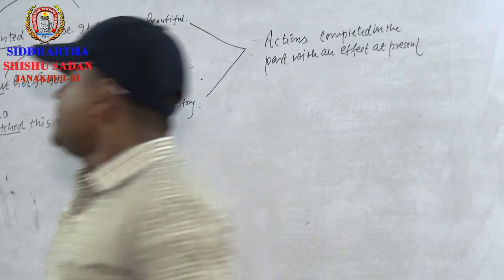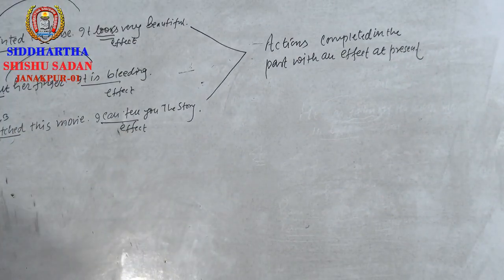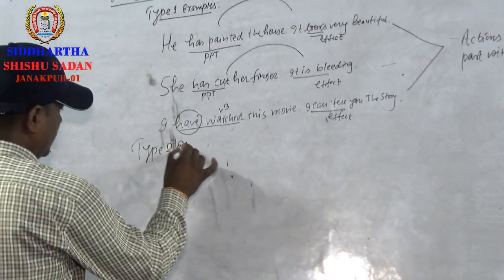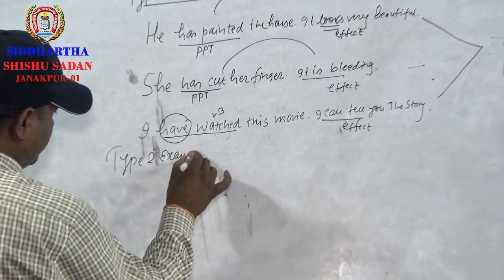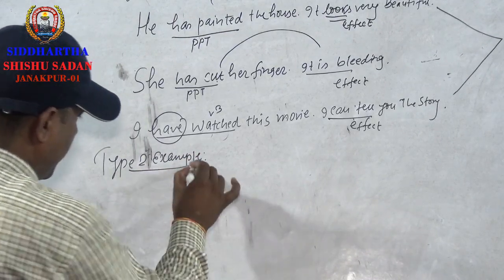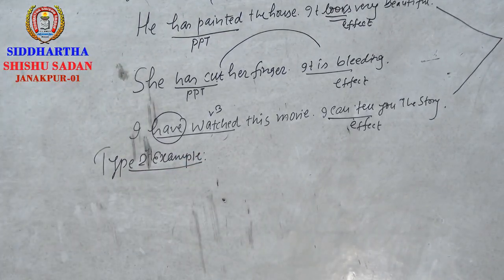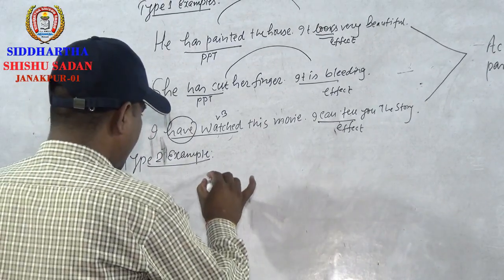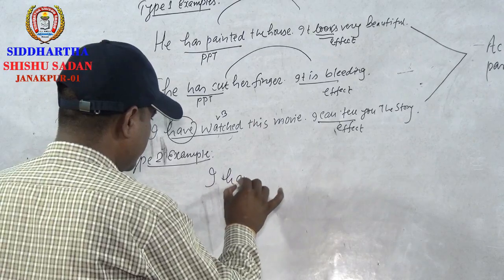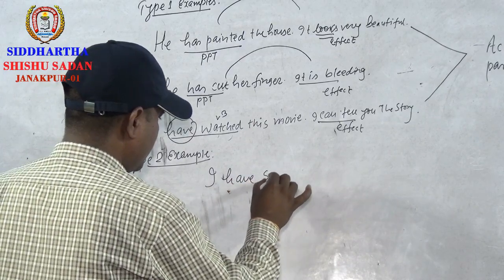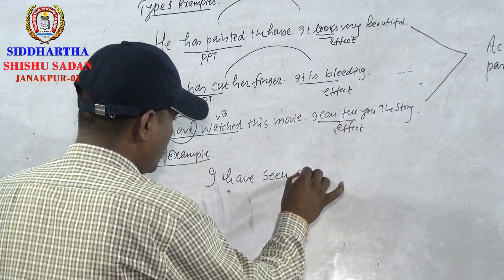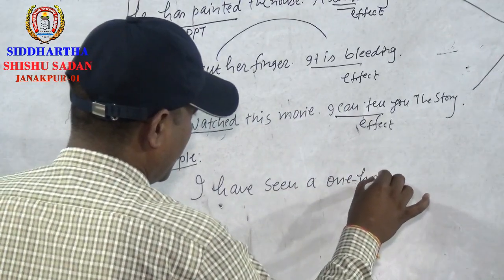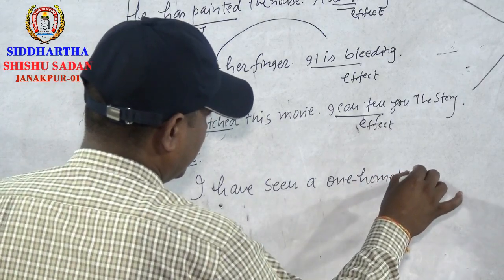Okay. Then move to the next, type 2 examples. See? Let's see the example here. I have seen a one-horned rhino. One-horned rhino.